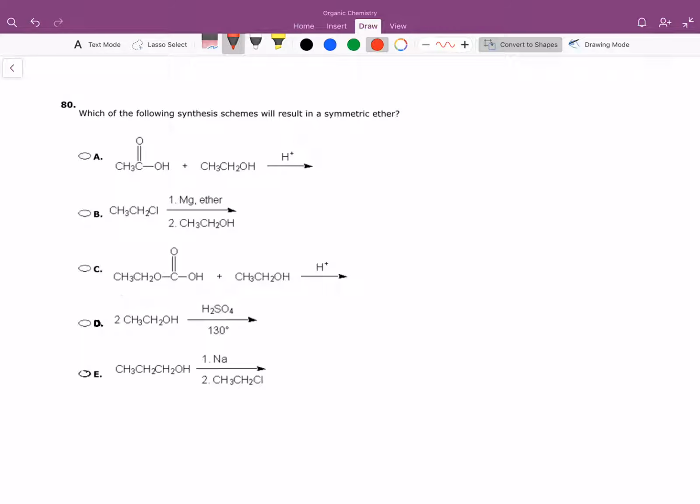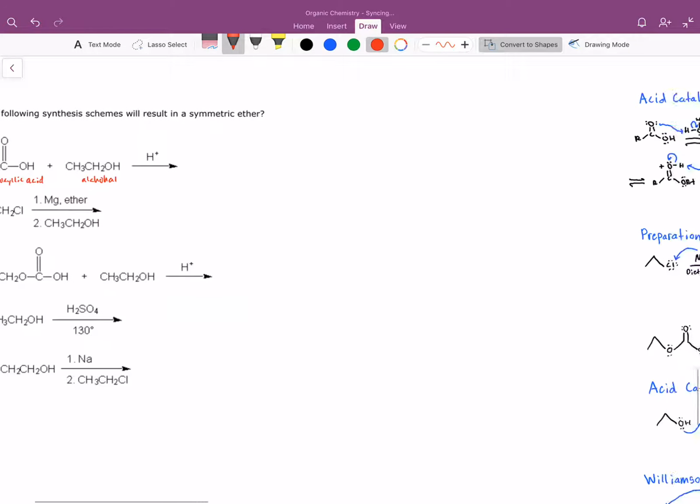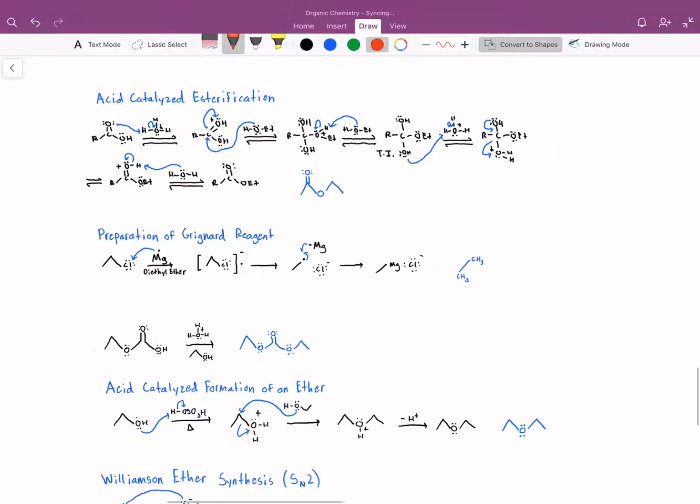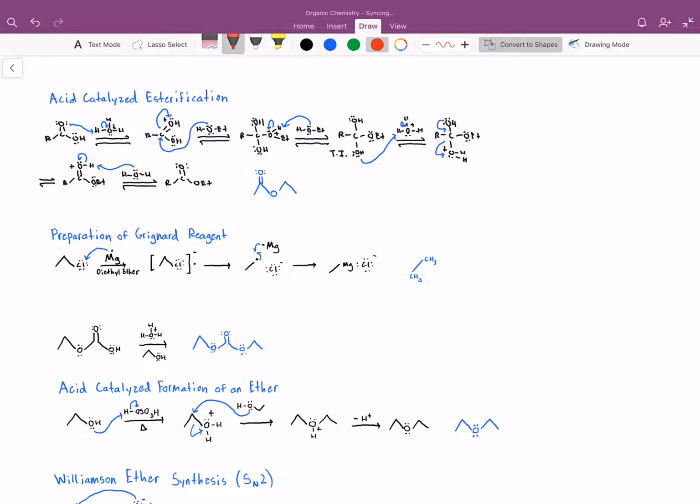Great. So hopefully you're able to give that an attempt. Let's start with option letter A first. You're given a carboxylic acid and you're reacting it with an alcohol in the presence of a strong acid, in this case just labeled H+. This reaction I have over here to the right is titled acid catalyzed esterification.